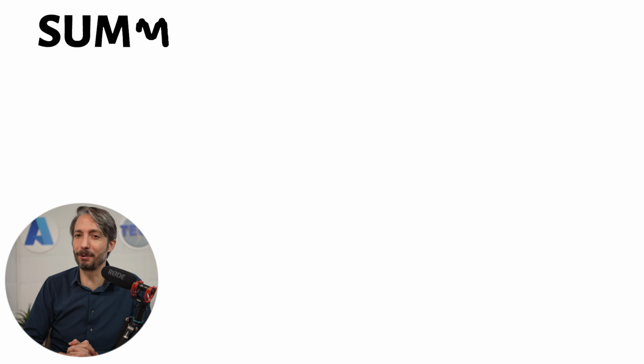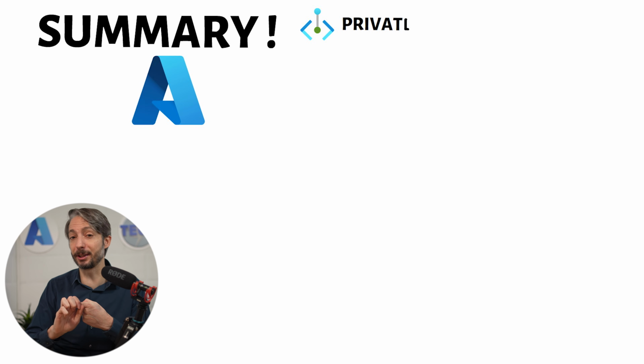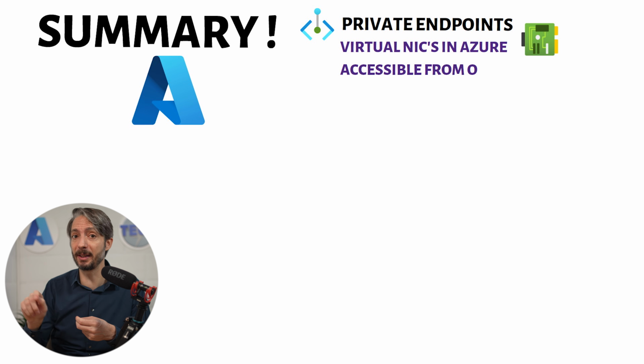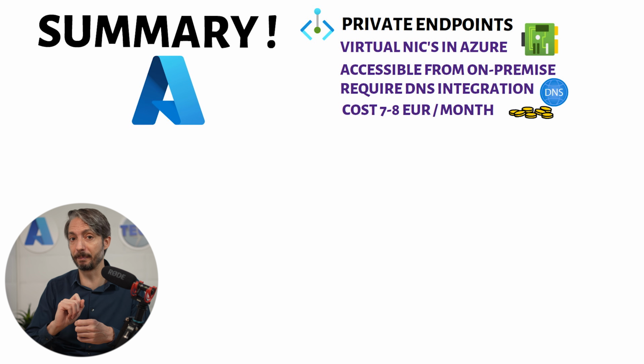Before we end, let's look at a summary of what we have learned today. Private endpoints, they're virtual network cards for PaaS services in Azure. They're injected into a service and provide a private IP address. They're accessible from on-premise and the most secure way to secure your workload. They require integration with DNS, and each private endpoint costs around 7 to 8 euros per month per endpoint.